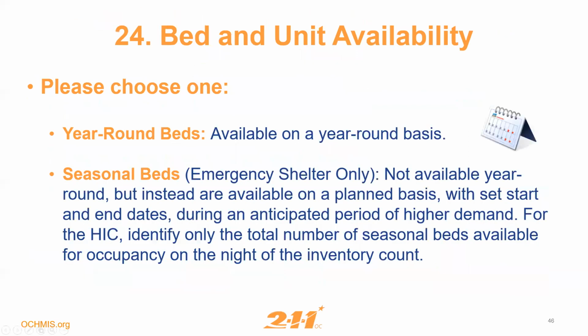So the next thing that we want to know is your bed and unit availability. So your beds are either one of 2 types of availability. So they're either available on a year-round basis or seasonal beds. So seasonal beds is for emergency shelters only, and that means that those beds and units are not available year-round, but instead are available on a planned basis with set start and end times during an anticipated period of higher demand. So for the HIC, you identify only the total number of seasonal beds available for occupancy on the night of the inventory count.